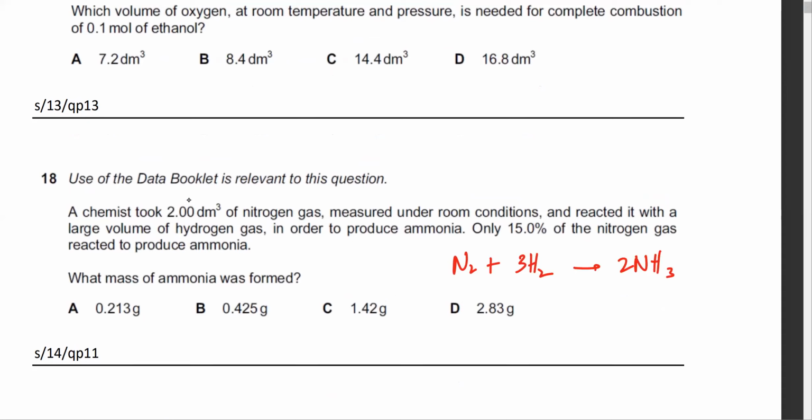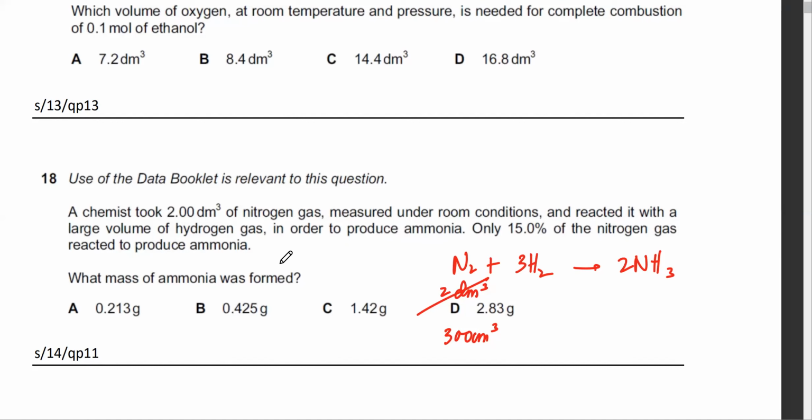So he's saying there's 2 dm cube of nitrogen gas that's reacting, right? But further on he's saying it's only 15% of the nitrogen gas that reacts. So it's not 2 dm cube, it's actually 15% of that. What is 15% of 2 dm cube? That would be 300 cm cube. Can you calculate? 0.3 dm cube, which is 300 cm cube, right? So the question is that only 15% of it is reacting. So that means 300 cm cube is reacting.